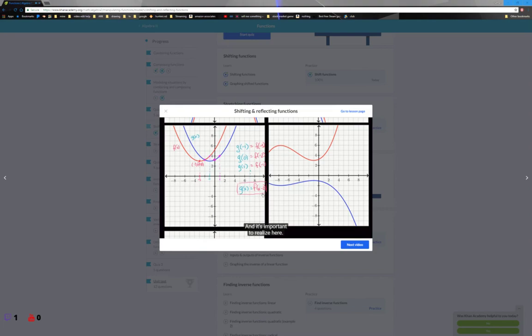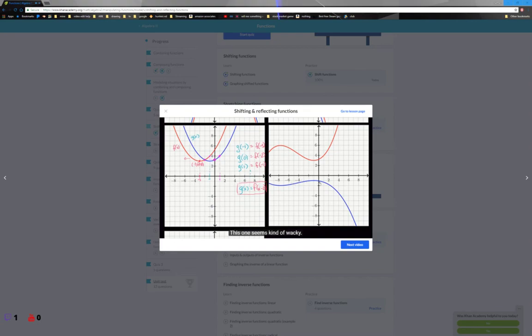And it's important to realize here, when I did f of x minus 2, remember, the function is being evaluated, x minus 2 is the input. When I subtract the 2, this is shifting the function to the right, which is a little bit counterintuitive unless you go through this exercise right over here. So g of x is equal to f of x minus 2. If it was f of x plus 2, we would have actually shifted f to the left.